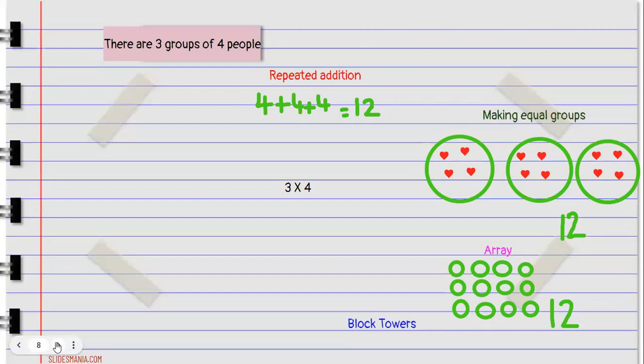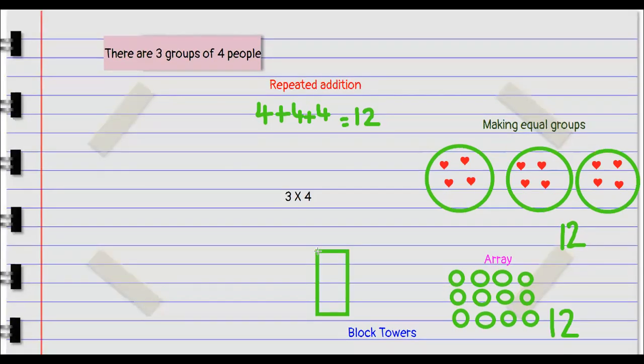Let's go to block towers. What is the meaning of block tower? I'm sure with the name only, you can understand that there will be blocks. So let's start making blocks. I'm going to make 3 blocks because my first factor is 3. So let me make 3 blocks. Fine. Inside the blocks, now I'm going to make the partitions, compartmentalize. I'll just compartmentalize into how many?